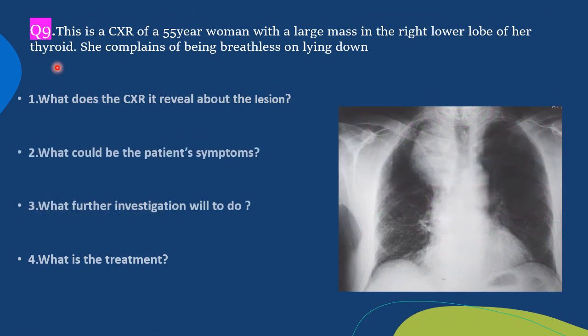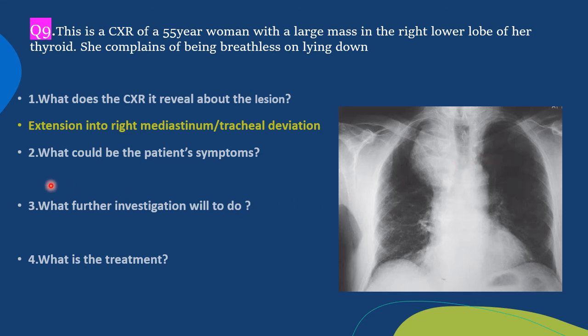Question number 9. This is a chest X-ray of a 55-year-old woman with a large mass in the right lower lobe of her thyroid. She complains of being breathless on lying down. Okay, this is the X-ray. What does the chest X-ray reveal about the lesion? There's an extension into the right mediastinum from the lower lobe of the thyroid, with deviation of the trachea over to the opposite side.